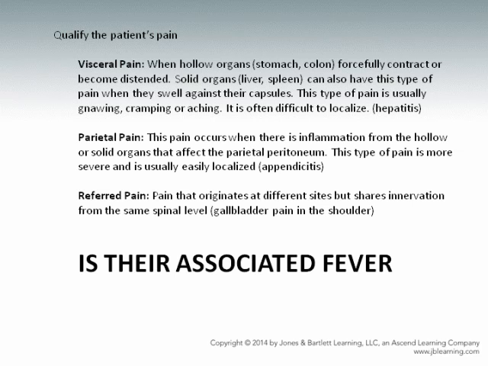Parietal pain occurs when there is inflammation from a hollow or solid organ that affects the parietal peritoneum, and this type of pain is more severe and usually easily localized, such as with appendicitis. Referred pain is pain that originates at different sites but shares innervation from the same spinal level, such as the gallbladder. Oftentimes you'll get pain in the shoulder. The other thing you want to look at is other associated symptoms that might be there, such as fever, nausea, vomiting, or diaphoresis.